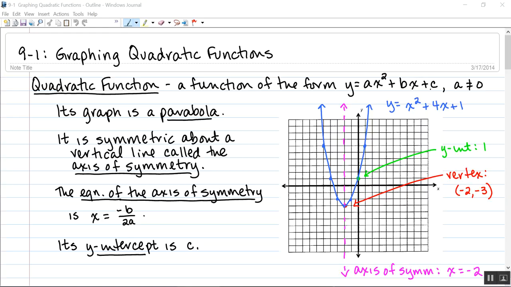So let's take a look at this. I already pointed out the pink axis of symmetry, and so that's x equals negative 2, because if I plugged in 4 for b and 1 for a, that's what I would get here. The y-intercept is my c value of 1, so right there in green that's 1. And the vertex is this point down here, and that's the ordered pair negative 2, negative 3.